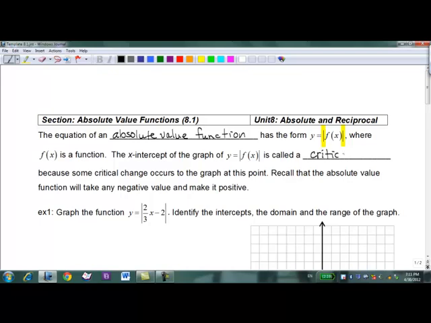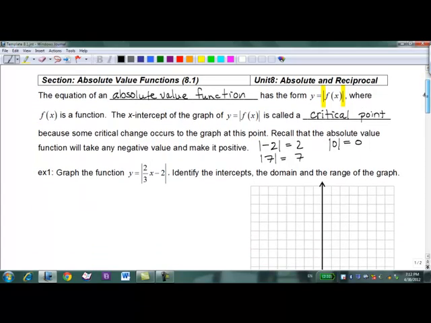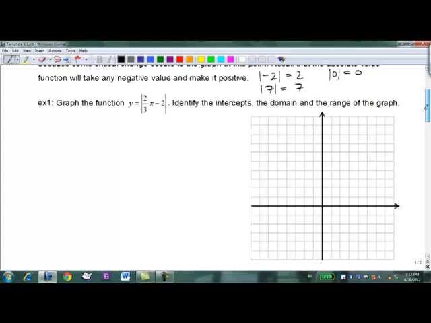Why is it a critical point? Well, it's because critical changes occur there. Some critical change occurs to the graph at this point. Recall that the absolute value function will take any negative value and make it positive. So if you think about just absolute values of numbers, the absolute value of -2 is 2. The absolute value of 7, since it's already positive, remains positive. The absolute value of 0 is also 0. So absolute value takes any negative value and makes it positive.